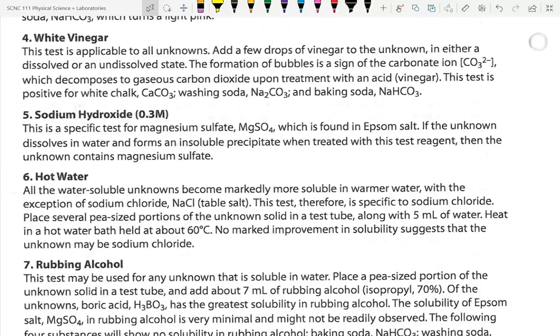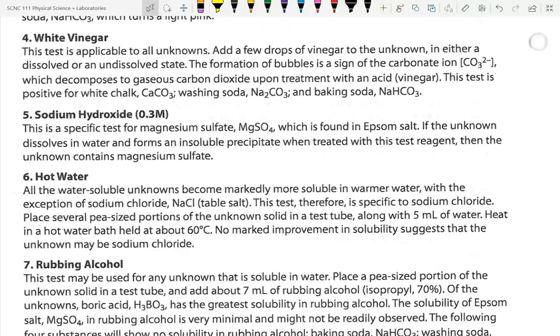Then the next test, the sodium hydroxide test, is one that only tells you if it's magnesium sulfate. The rest of them it will be useless on. So it's telling you if it's Epsom salt, if the unknown dissolves in water and is insoluble when treated with the sodium hydroxide, then the unknown contains magnesium sulfate.